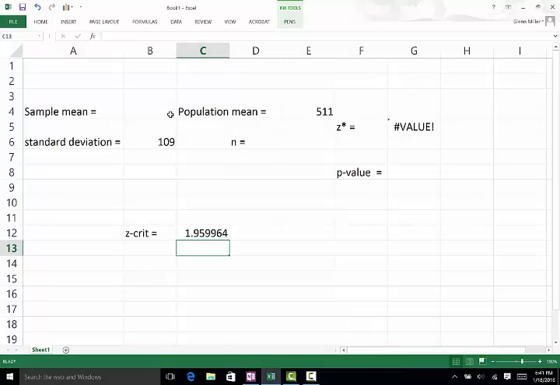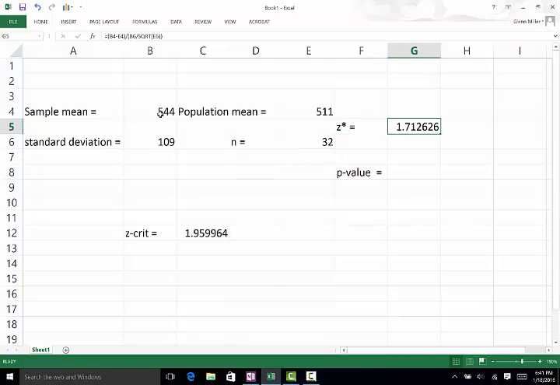Is Joe's mean above that? Then we can say the tutoring works. If not, it doesn't. Well, we don't know for sure that it does. Let's say that. 544 was his sample mean, and that was the sample mean that he found for 32 students. And so I used the formula for the z-score, and I found 1.712.